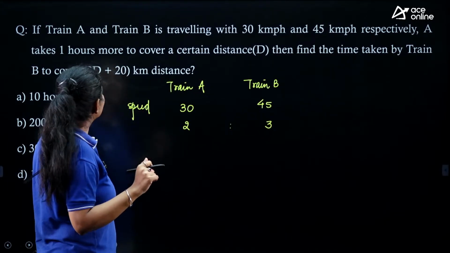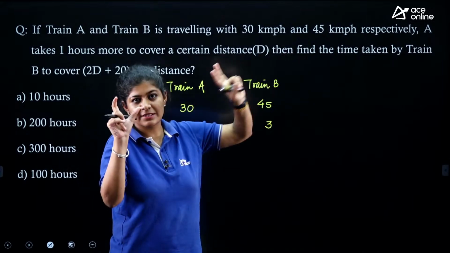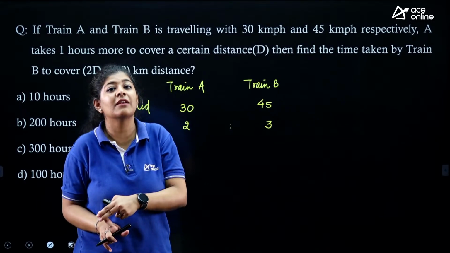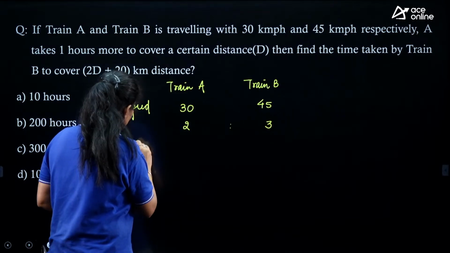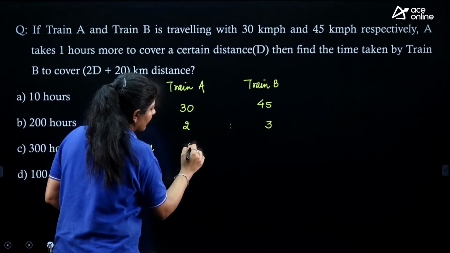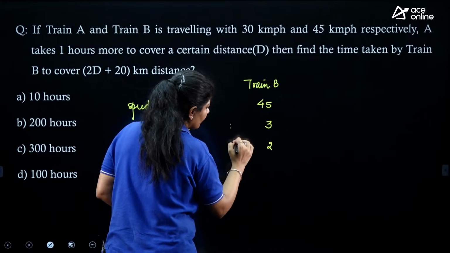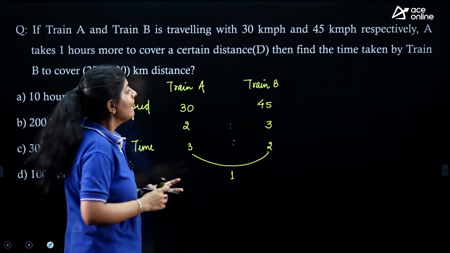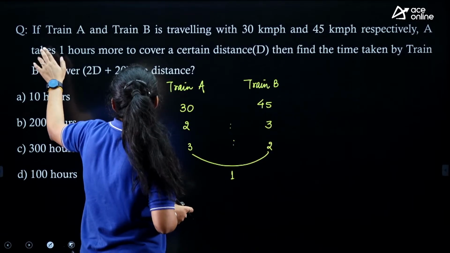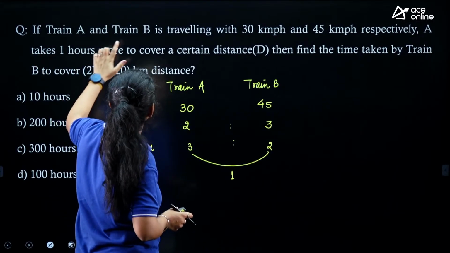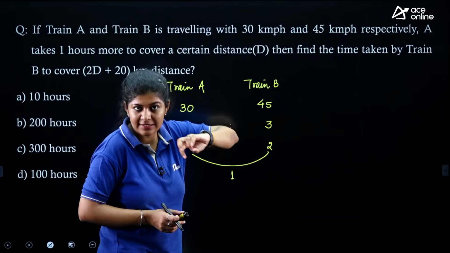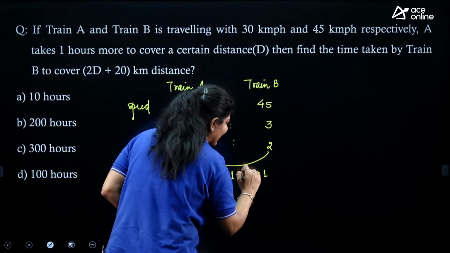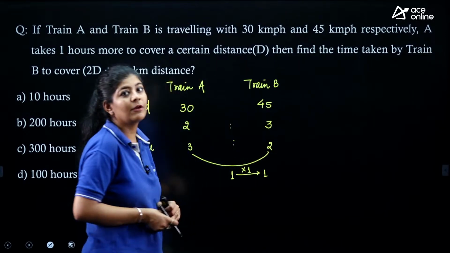Now we know that if the distance D remains the same, the certain distance, then the time and the speed are inversely proportional to each other. So if I want to write down the time ratio, it will become 3:2. The difference that we got in this ratio is 1. But according to the question also, A takes 1 hour more to cover a certain distance. That means again the value of this one is equal to 1. That means these ratios are present on the multiple of 1.